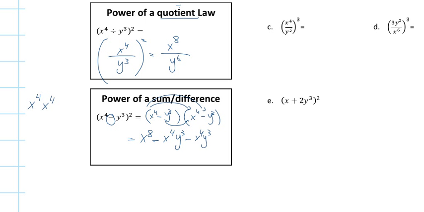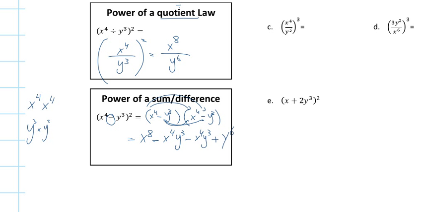And then the last thing is negative y cubed times negative y cubed. First, negative times negative gives me positive. And if I have y cubed, I'm going to write it here. Y cubed times y cubed. Same base? Multiplying the two terms. So what do I do with the exponent? I add. So that's going to be y6. Do you guys understand that?